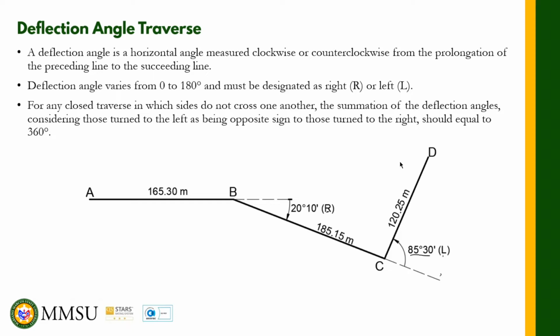It does not matter which one is higher. We should get the absolute value of the difference between the right deflection angles and the left deflection angles, and that should be equal to 360 degrees, and that is only applicable for a closed traverse. If it's an open traverse like the one in the figure, this rule does not apply. Let us take a look at some of the problems.